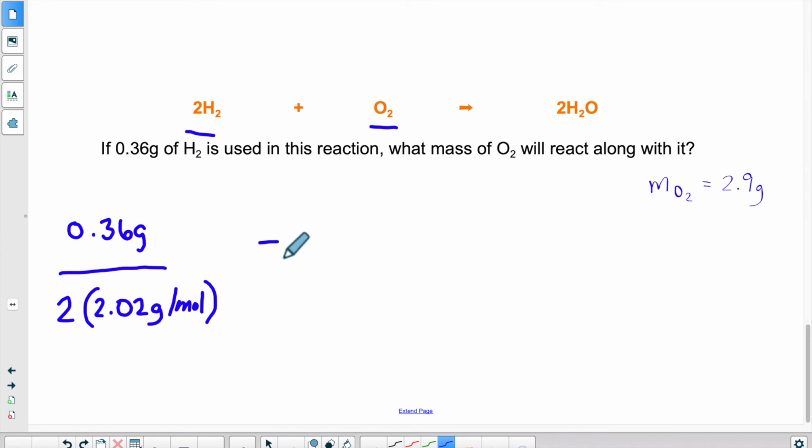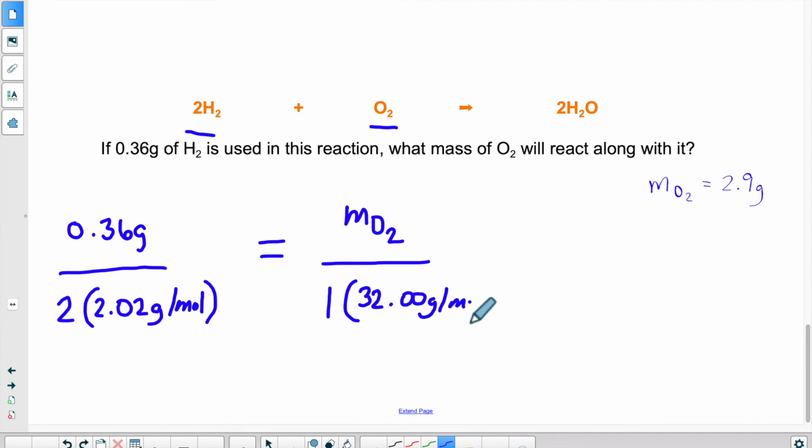If this much reacted, how much O2 had to react along with it to produce a certain amount of water? Well, there's 1 mole of O2 that reacted, and the molar mass of O2 is 32.00 grams per mole. So if I cross multiply this times this divided by this, it will give me the mass of O2, and the mass of O2 is 2.9 grams.